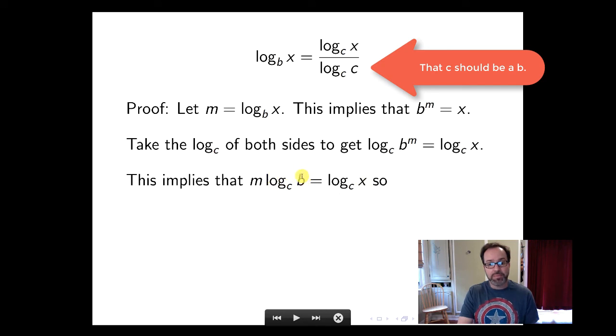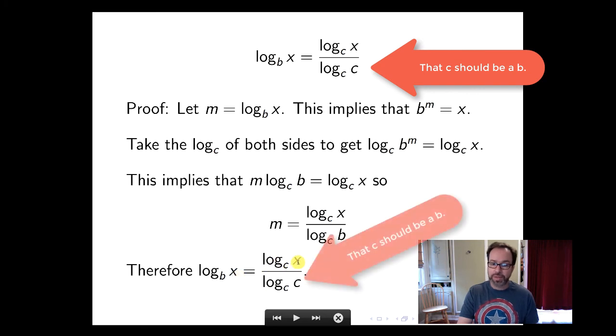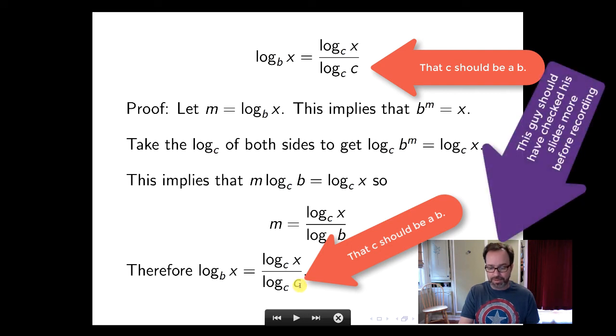I'm going to divide both sides by this logarithm to get m is equal to the log base c of x divided by the log base c of b. And then what was m? It was the log base b of x. So I get the log base b of x is equal to the log base c of x divided by the log base c of b. Again, that should have been a b right there.